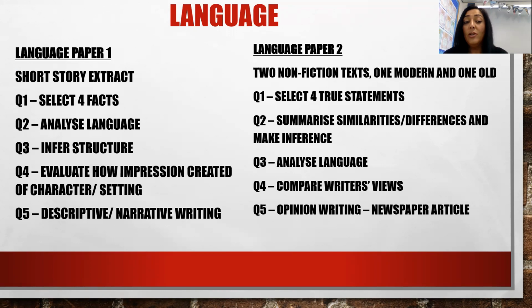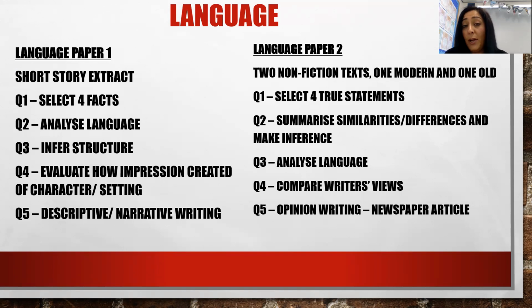Question 3 asks them to look at the structure of the text and make inference. And question 4 is worth a lot of marks, and that asks them to evaluate how the writer creates an impression of character or setting. And then the question 5 is actually their own writing task. They're asked to write a story, narrative writing, or a descriptive task. So it may well be that that's a focus for practicing in revision.